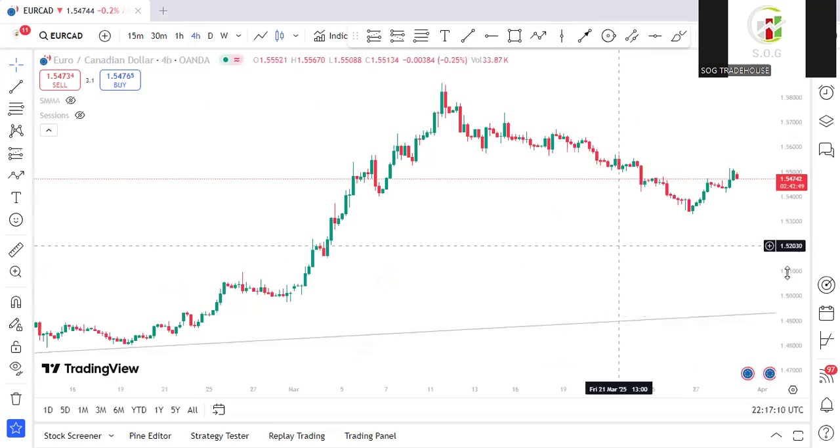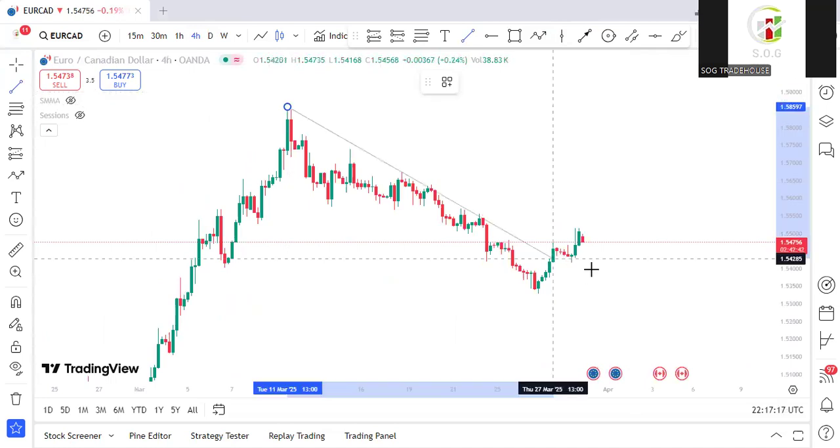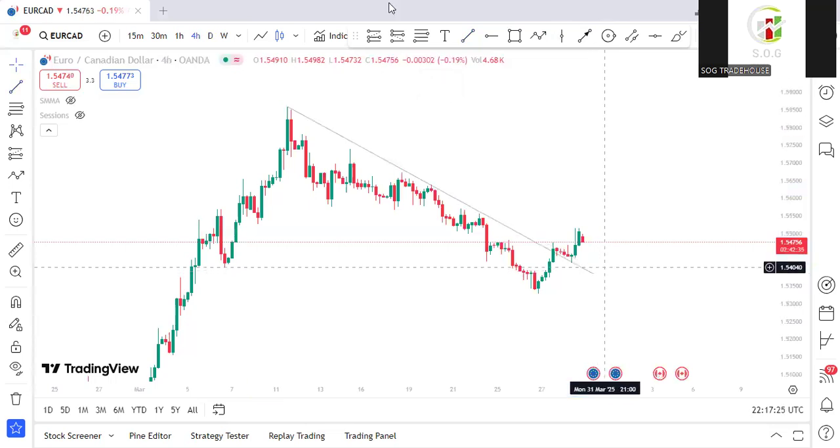So on the 4-hour time frame, you can see EURCAD has broken out of this level. EURCAD has broken out of this chart pattern over here. So we've actually got a break and retest of this chart pattern.